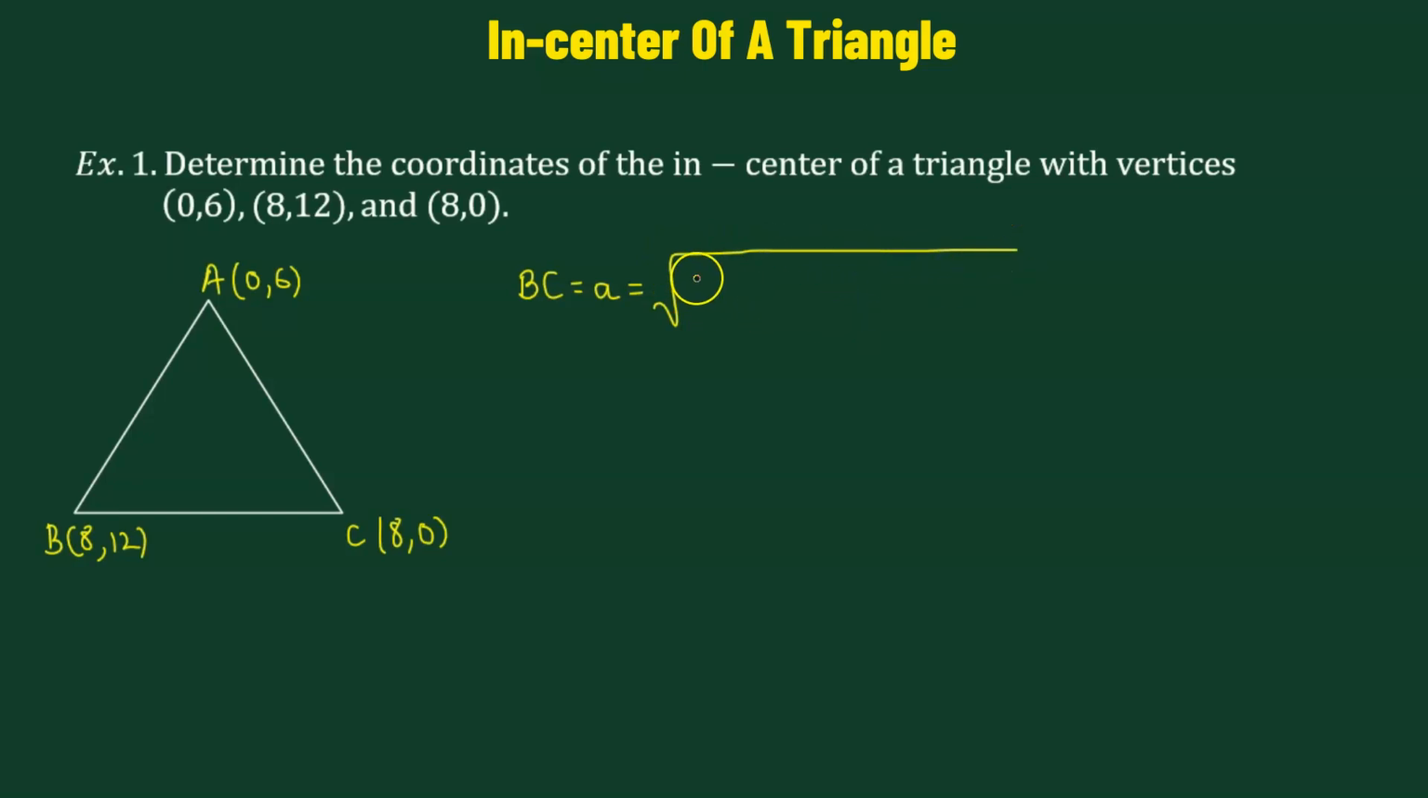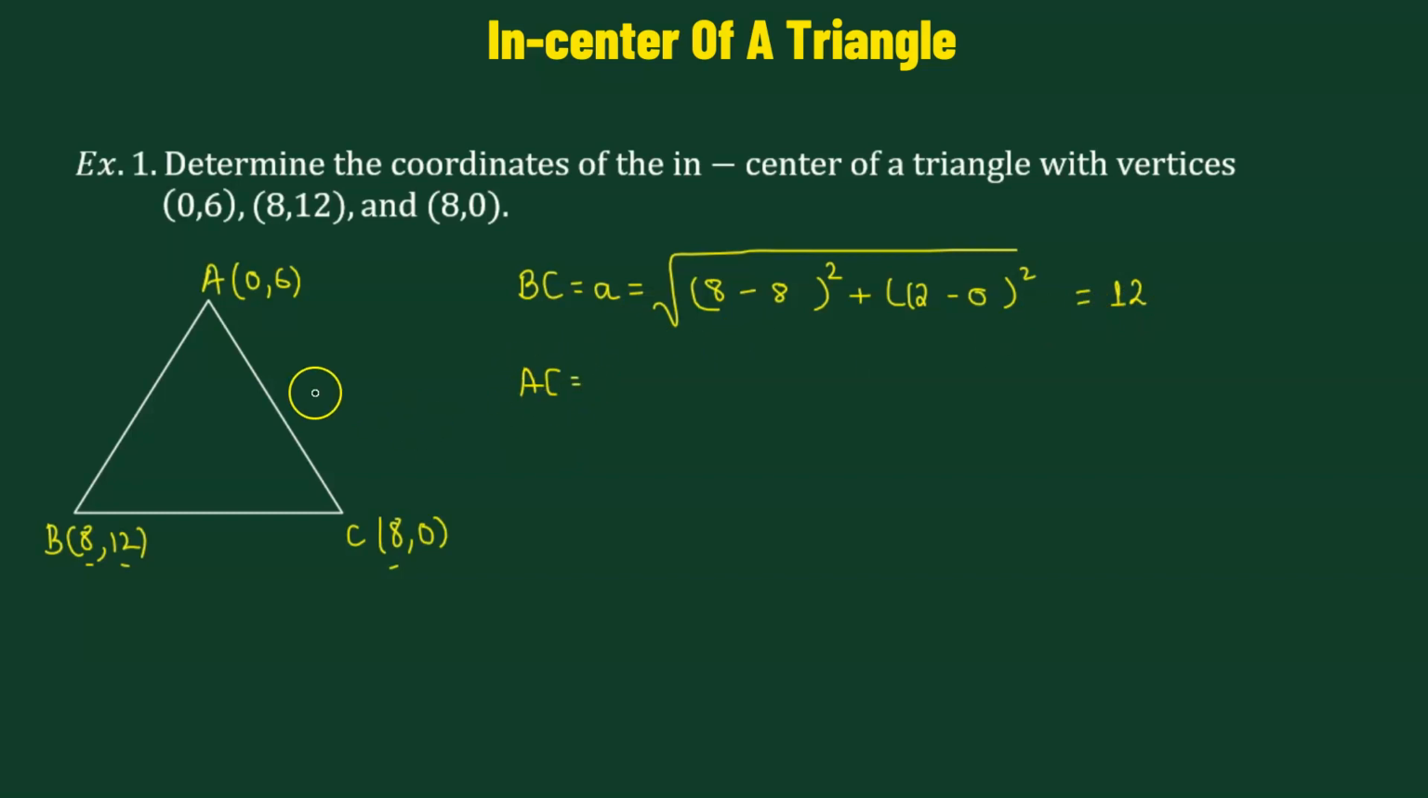Underneath the square root, first we'll have to take the difference of the x coordinate, square it, and then add it to the square of the difference of the y coordinate. So to take the difference of the x coordinate, all we do is take the x coordinate of B, so that's 8, and from it subtract the x coordinate of C, so that's also 8. Then we go to the next one, which is the difference of the y coordinate. We'll start with the y coordinate of B, so that's 12, and from here subtract the y coordinate of C, so that's 0. Solving this is going to give us the length 12, so that means a comes out to be 12 units. Then we will try to find out the length of AC.